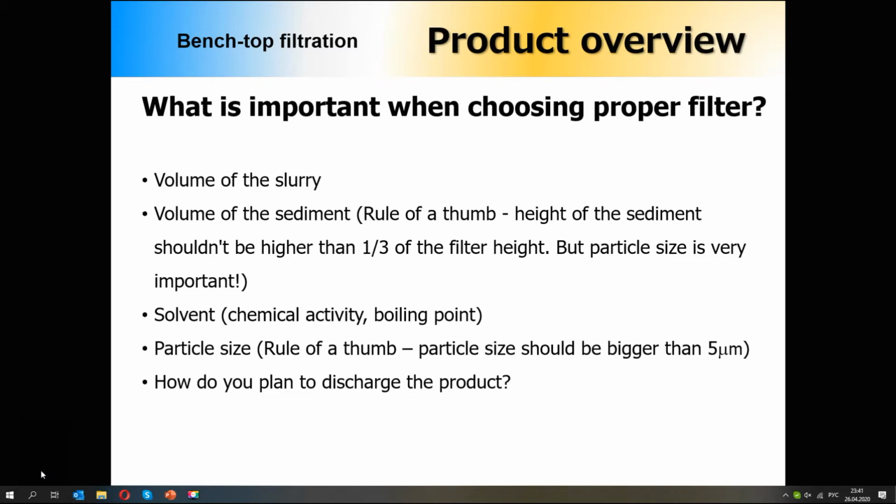And last but not least, definitely not least, how do you plan to discharge the product? Because when we're talking about small processes, like 100 mils of reaction mixture, you can easily discharge it with your hands onto the filtration funnel. But when we're talking about bigger volumes, then it becomes a problem. You need to do that somehow.